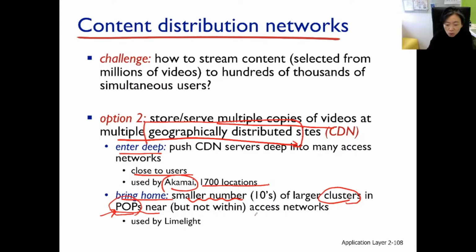So they did not go deep into the access networks. Limelight, a cheaper CDN service, offers bring home CDNs. So you see a little bit of the advantages and disadvantages of the two models. The enter deep model, closer to the end customer, some big wealthy service providers might subscribe to because maintaining the infrastructure is very high cost. Smaller content providers, not quite as wealthy, might subscribe to a bring home CDN service.